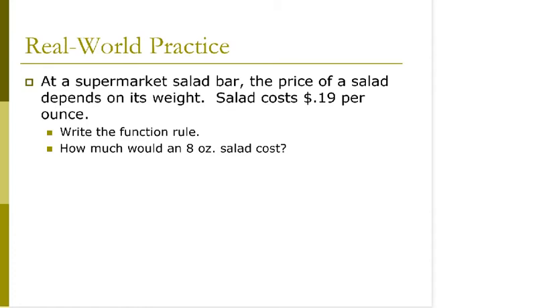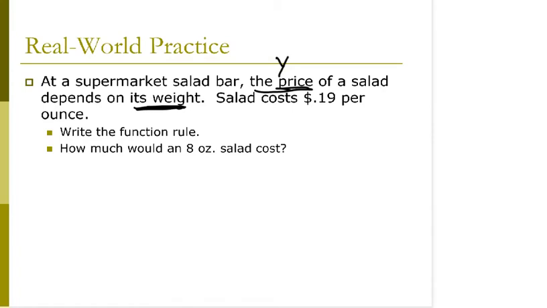So we need to know how many ounces first. The weight of the salad is going to determine the price of the salad. So the weight would be the independent variable, and since the price depends on that, the price would be the dependent variable. Normally the dependent variable would be y. So we're going to express the price with y, and we're going to express the weight with x.